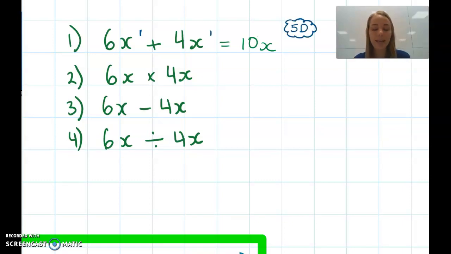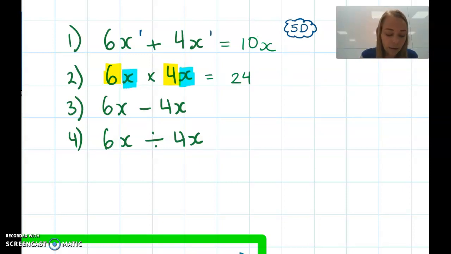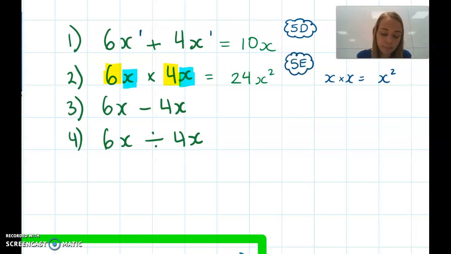The next one is 6x times 4x. When we are multiplying terms, the first thing we focus on is the numbers. 6 times 4 equals 24. Hopefully we can get that one, 6 times 4. Then the next part is the letters, x times x. So we need to remember our rules with powers, x times x. Well, anything times itself is just like saying that item squared. So the answer for that one is going to be 24x squared. And if you don't feel confident with that one, then you probably need to go revisit 5E.